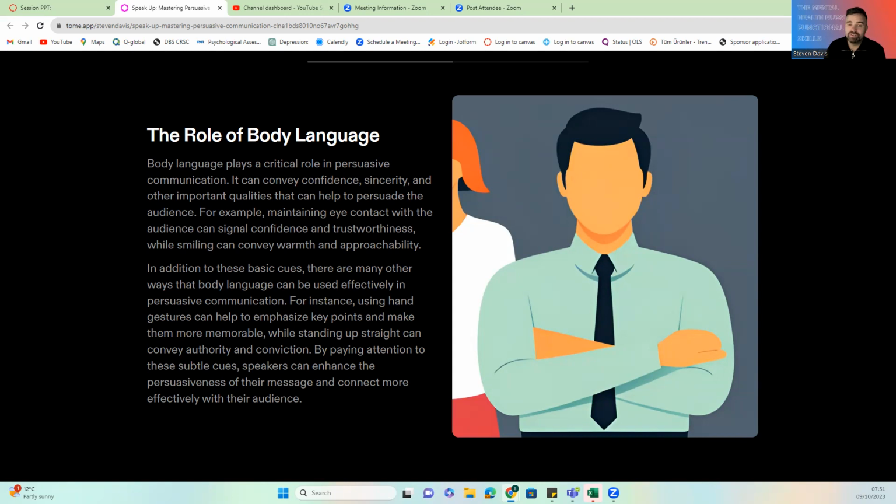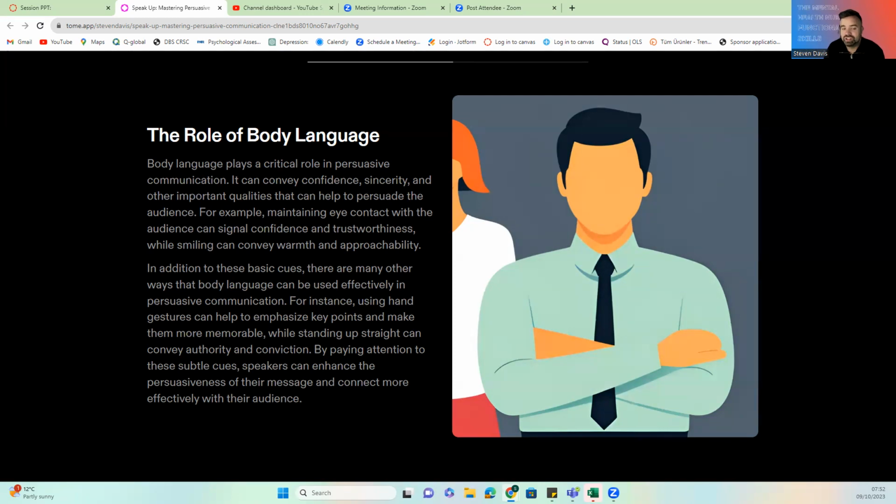It can convey confidence, security, and other important qualities that help persuade audiences. For example, maintaining eye contact with your audience can significantly increase confidence and trustworthiness, while smiling can convey warmth and approachability. In addition to these basic cues, there are many other ways that body language can be used effectively in persuasive communication. For instance, using hand gestures can help emphasize key points and make them more memorable, while standing up straight can convey authority and conviction.